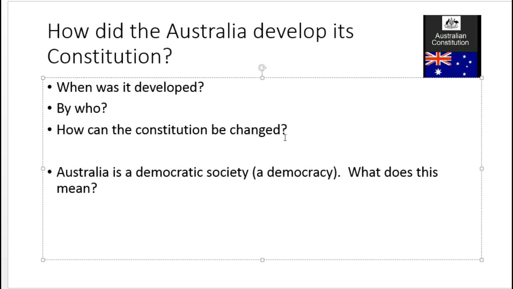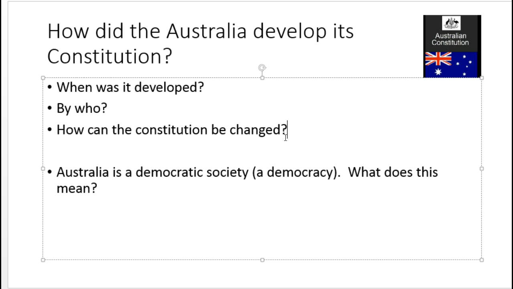How can the Constitution be changed? The only way it can be changed is if they ask the people of Australia. The people of Australia will take a vote, which is called a referendum. And that is the only way that our Constitution can be changed. So the people in government themselves just can't go and change our Constitution.